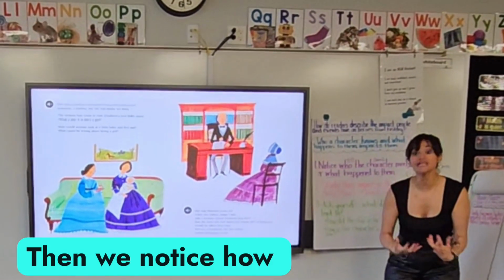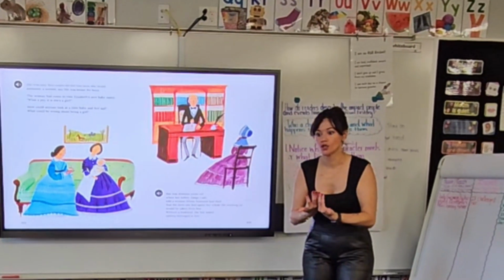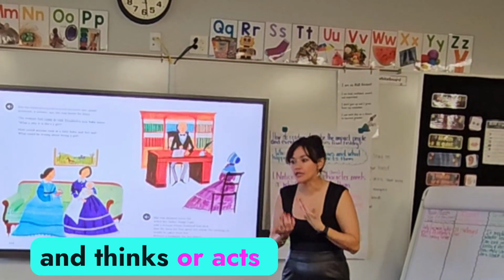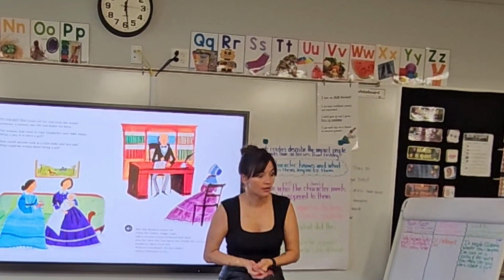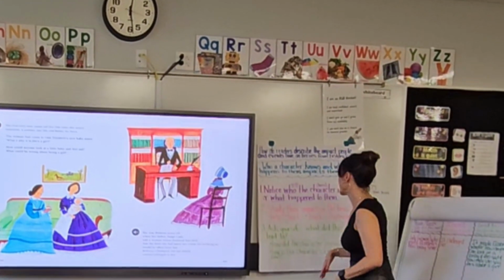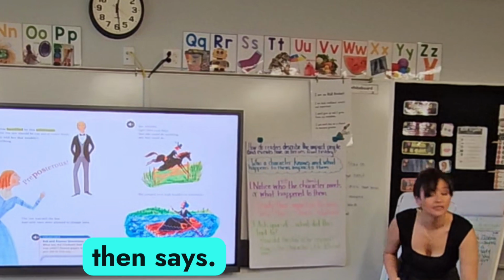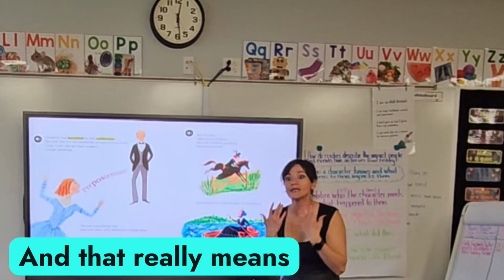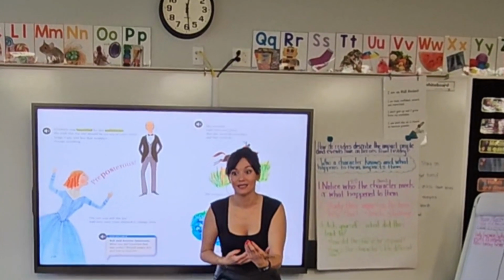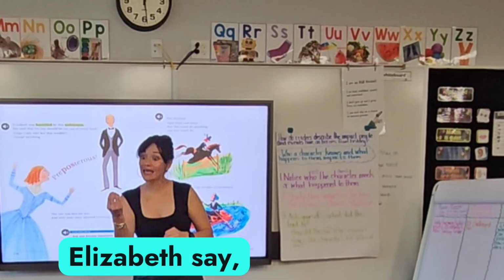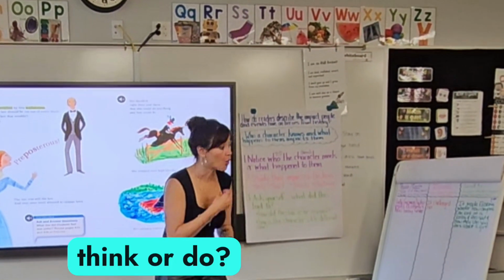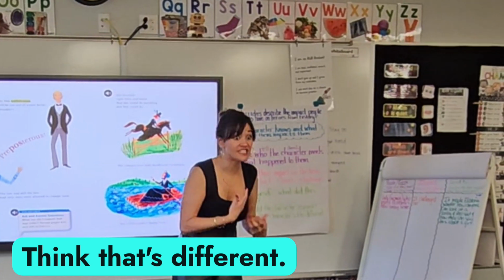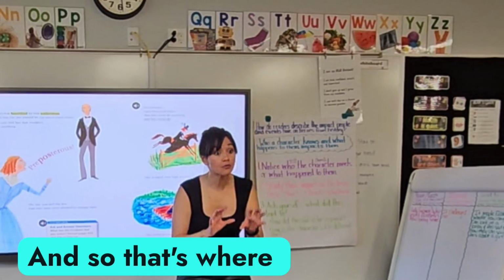Then we notice how Elizabeth is changed. We notice how she feels and thinks or acts differently. That's our second piece. This third question then says, what does this lead to? And that really means what happens next? What do we see Elizabeth say, think, or do? That's different. And so that's where you're at right now.